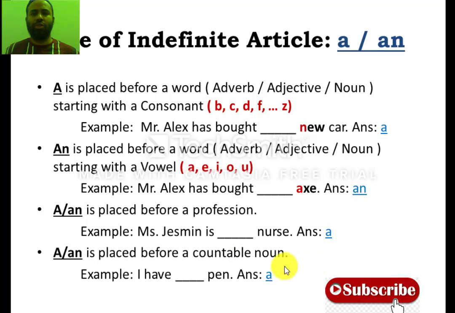Okay, the next option, a or an, is placed before a countable noun. Do you know what is countable noun? Oh, it's easy. Countable, the noun you can count. 1, 2, 3. Okay? So, for example, I have blank pen. Pen is a countable noun. You can count pen. So pen, the first letter, P, consonant. That's why you have to use here a.